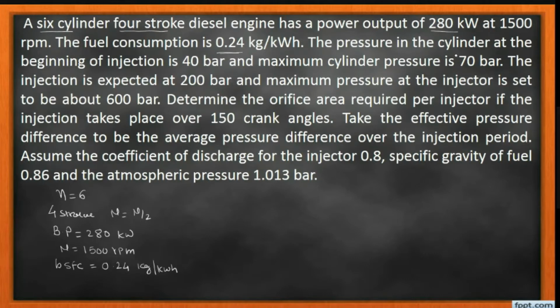The pressure in the cylinder at the beginning of injection is 40. So this is a cylinder pressure, one is that, which is 40 bar, and the maximum cylinder pressure is 70 bar. So after this injection, this pressure is 70 bar.